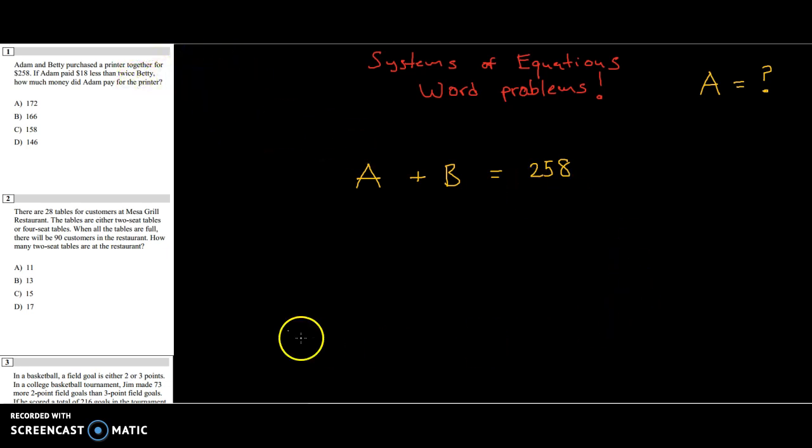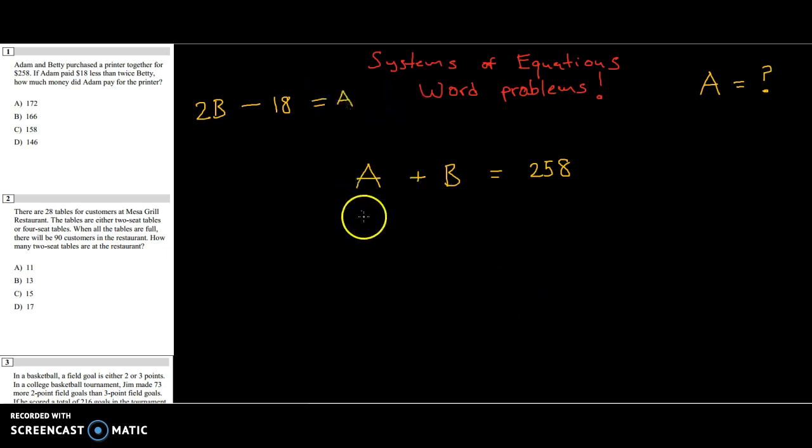Okay, so let's write some of these things down for a moment. That tells us that 2B is twice Betty, and Adam paid $18 less than that. So $18 less than this would be 2B minus 18. And that's what Adam paid, right? Adam paid 18 less than twice Betty. So we could say that is equal to A. Hopefully everybody sees that. That kind of makes sense.